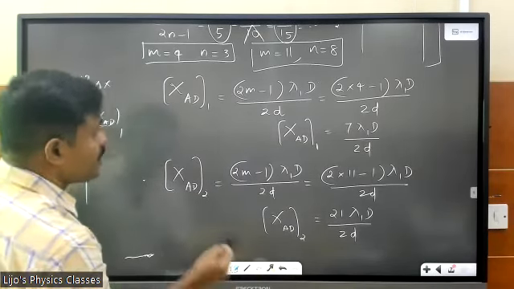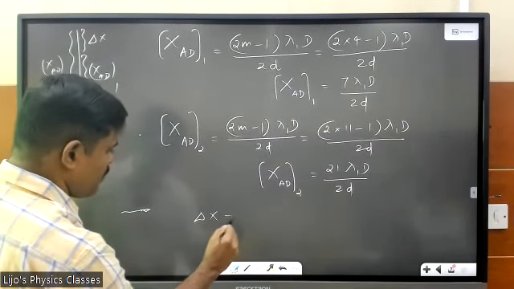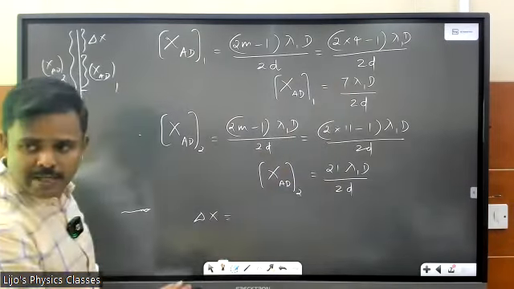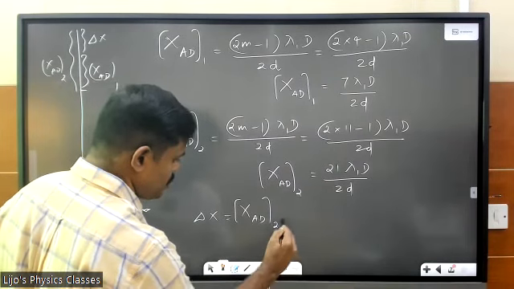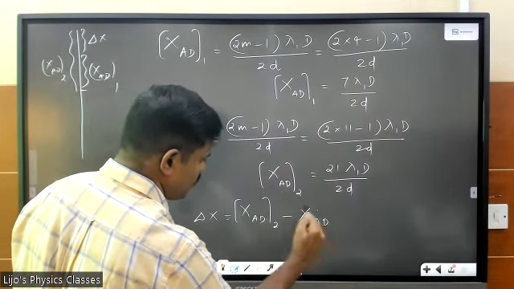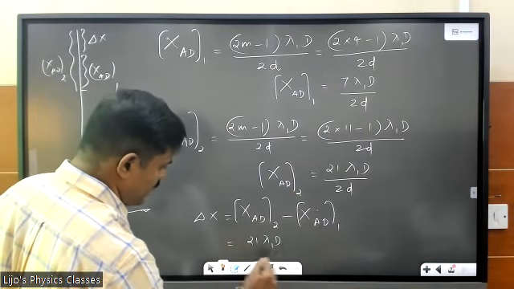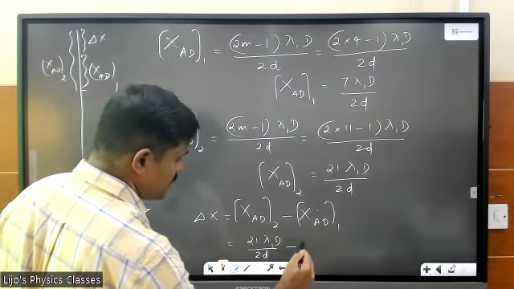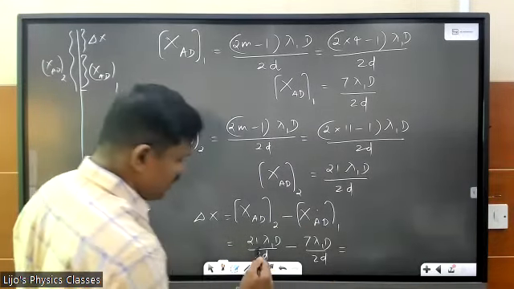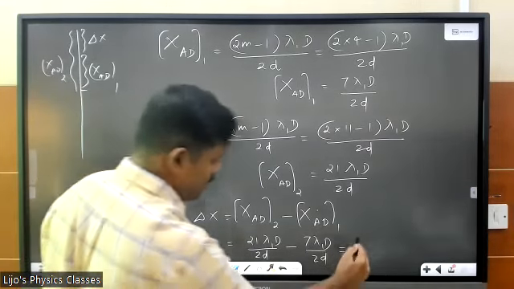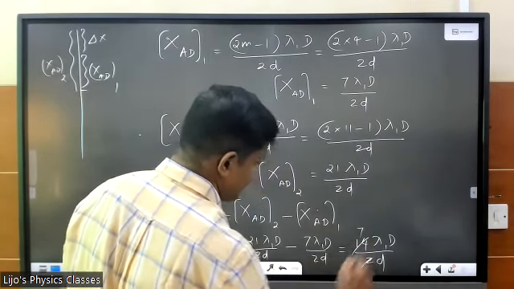Right. So I can finally take what? I can finally take these differences. Take the difference. Delta x will be what? This minus this. Absolute darkness number 2, the bigger one, minus absolute darkness number 1. That is 21 lambda 1d by 2d minus 7 lambda 1d by 2d. So that will be 21 minus 7, 14. 14 lambda 1d by 2d. 14 and 2 are cut, 7.